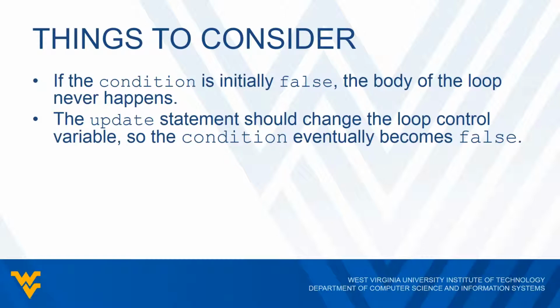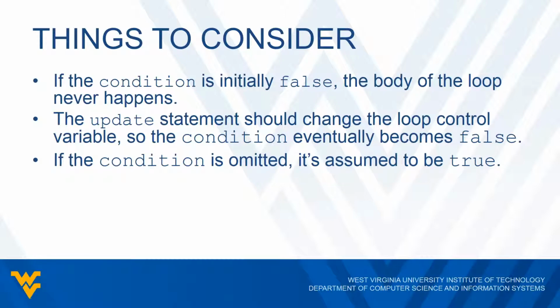The update statement should change our loop control variable so that our condition becomes false. Because if our loop control variable never changes such that we get a false condition, then we're going to get an infinite loop. So we need to make sure that our loop control variable is updated eventually so that we get a false condition.